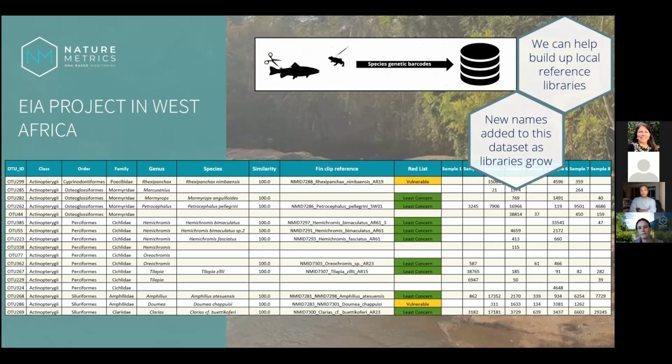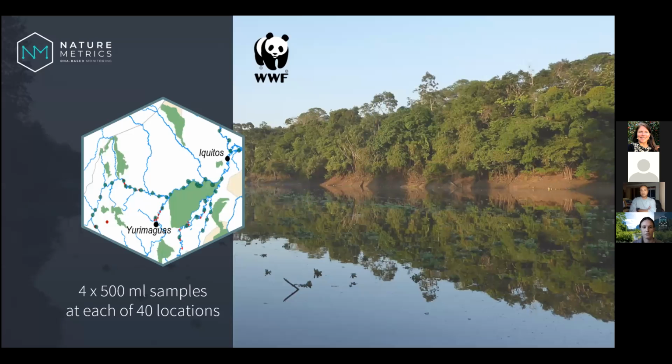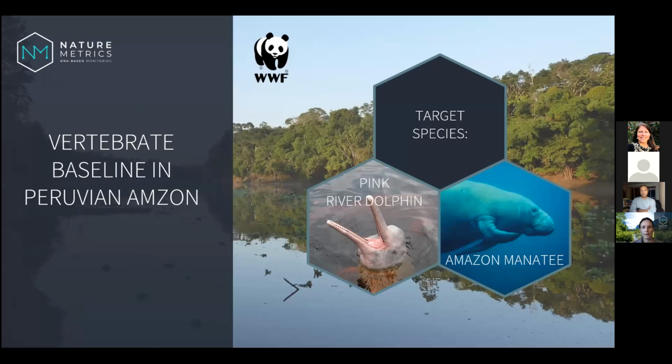And that means that as the reference libraries grow, we can just keep going back to the data we've already got, rerunning the taxonomic identification and adding on the new names. So the amount of information in these data sets grows over time with no extra effort. And we actually just heard that there was a big project just funded last week to do a big effort to barcode West African fish. So we're really excited about that.